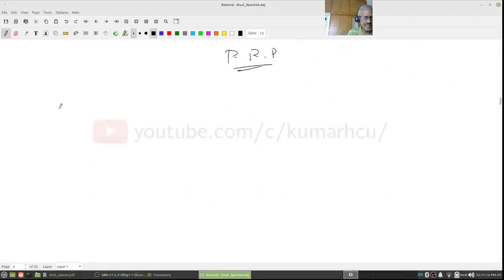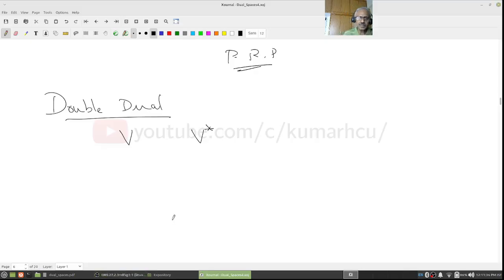Okay, now the second thing is we want to talk about the double dual. So I have V, I have V star. As I said, many times students already have a problem with V star. Now what we do is, this is a vector space, right? We know this is a vector space. Therefore, I can take its dual. We will simply denote it by V double star. This is called the double dual. Since V star is a vector space, this is also a vector space.